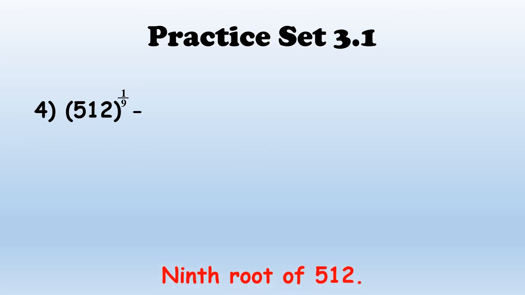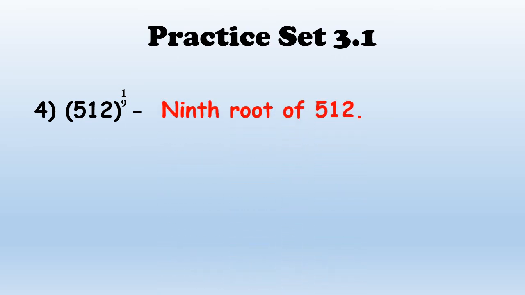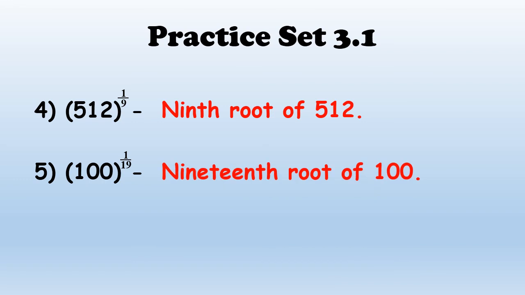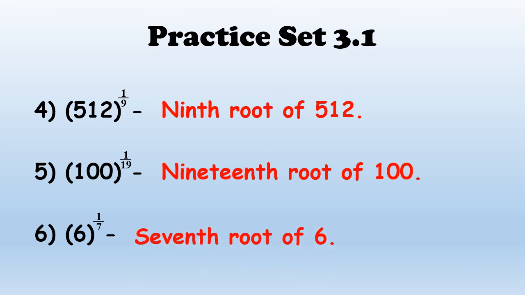The fourth sum, 512 raised to 1 upon 9, which is 9th root of 512. 100 raised to 1 upon 19, that is 19th root of 100. And the last sum, 6 raised to 1 upon 7, which is the 7th root of 6.